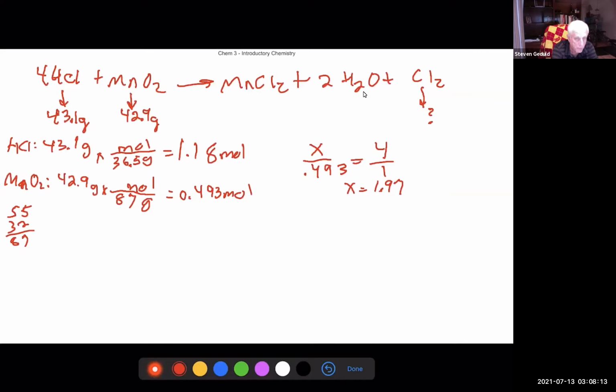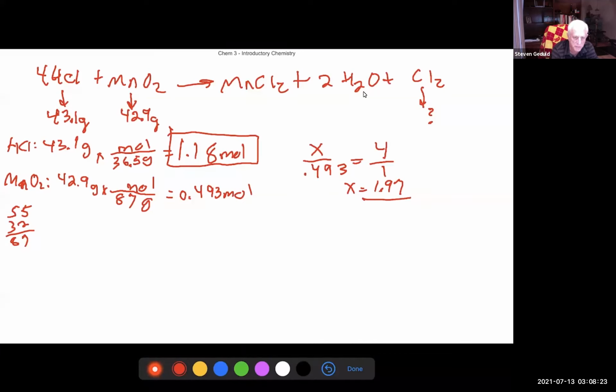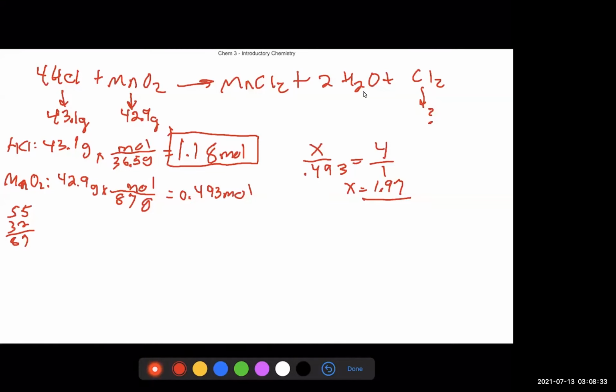No, I've only got 1.18. So I'm going to run this one first. It's not going to have enough. I don't have enough to match that, to match 1.97. So HCl is my limiting reagent. And that makes sense. That's the first question. So there's my limiting reagent.